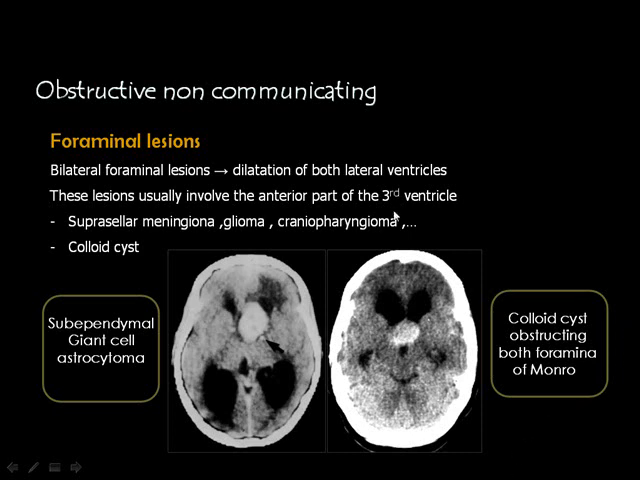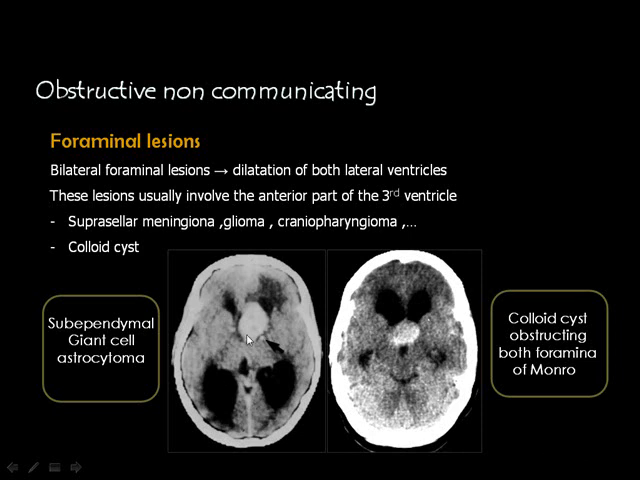Then what are the causes of bilateral foramen of Monro obstruction? There are many lesions that can obstruct the foramina on both sides. One of the most important lesions is the colloid cyst, and the colloid cyst is a midline lesion which is centered at the foramina of Monro and the anterior part of the third ventricle. Then you get dilatation of both lateral ventricles, but the third is not dilated.